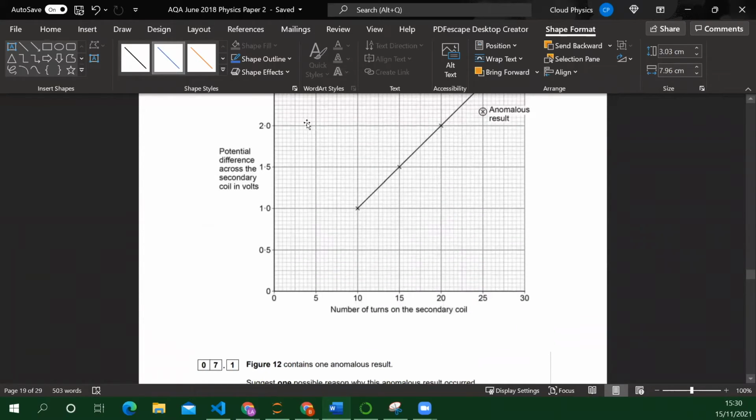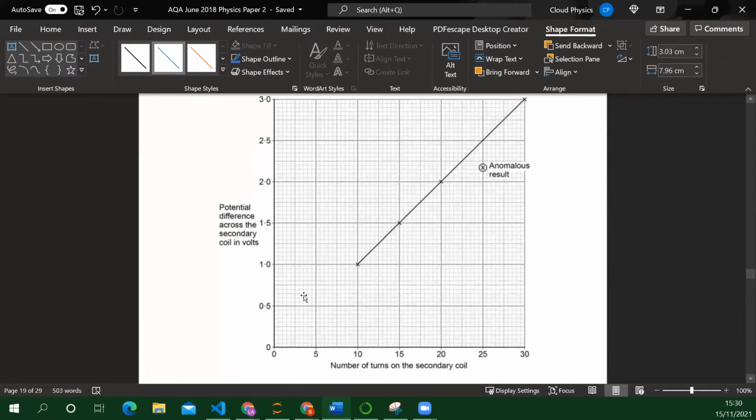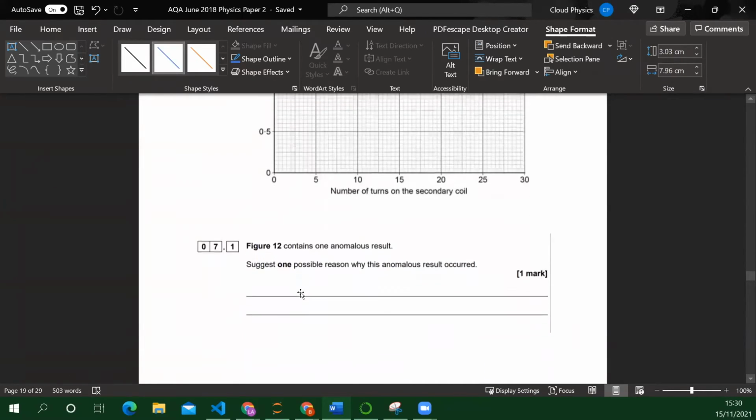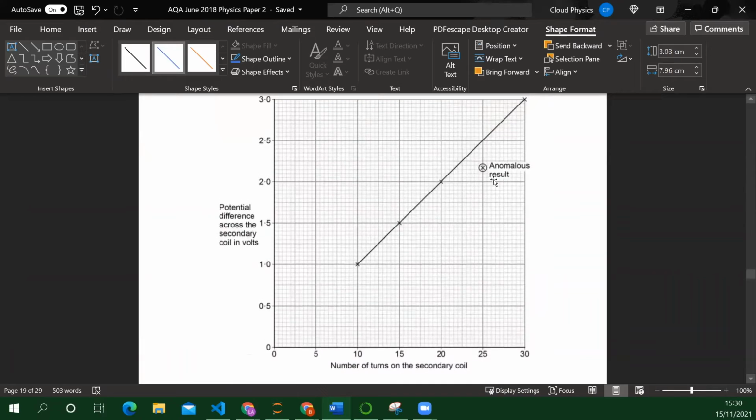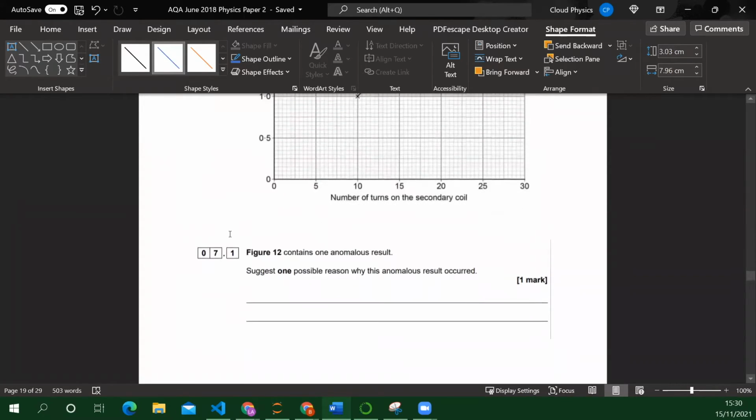Potential difference across secondary, number of turns in secondary. So again, quite a linear relationship from before. Figure 12 shows one anomalous result. Handily, they've put a ring around it for us. Suggest one possible reason why the anomalous result occurred.